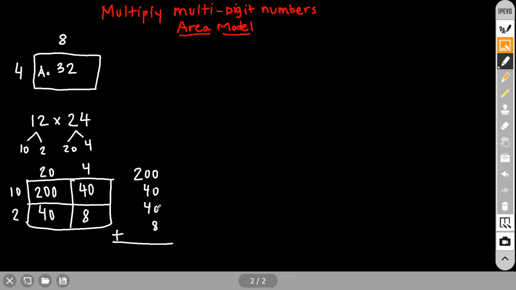So 0 plus 0 plus 0 plus 8 equals 8. 4 plus 4 plus 0 equals 8. And then 2. 288. So this is the answer to what multiplication problem? 12 times 24. 288.